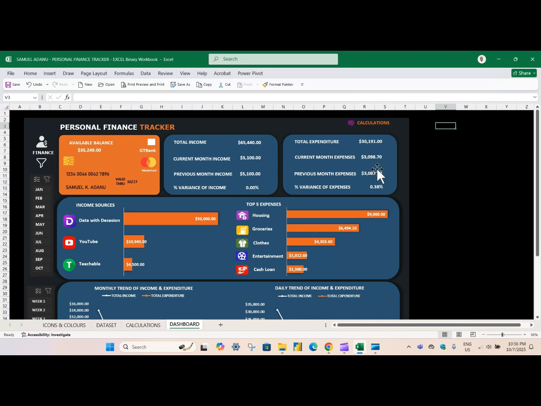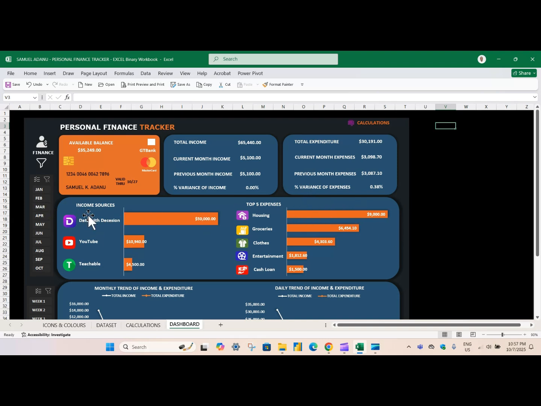Then to the right side here, the KPI here is the total expenditure KPI, which shows the total expenditure for the entire 10-month period. Beneath total expenditure, we have the current month expenses, previous month expenses, and percentage variance of expense.